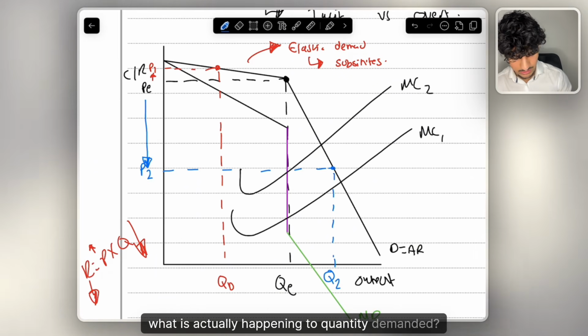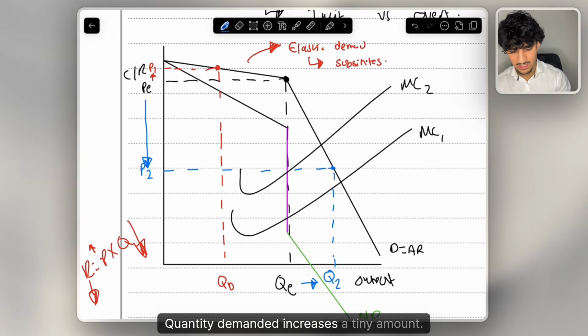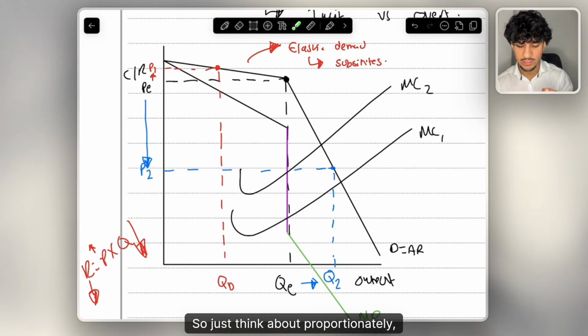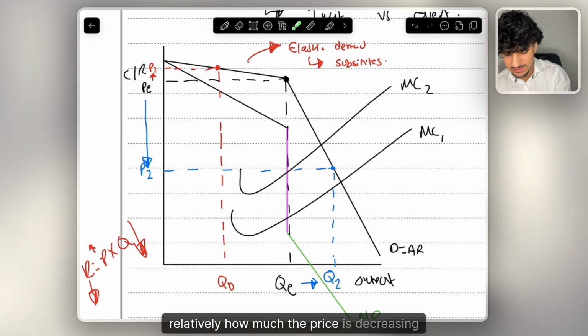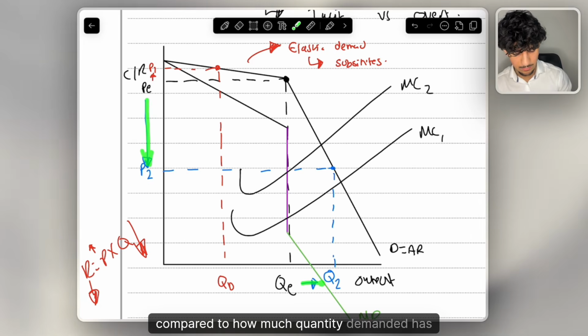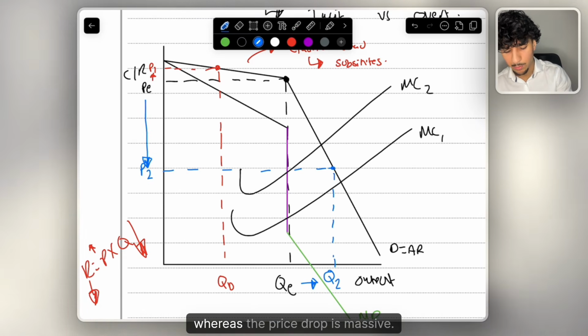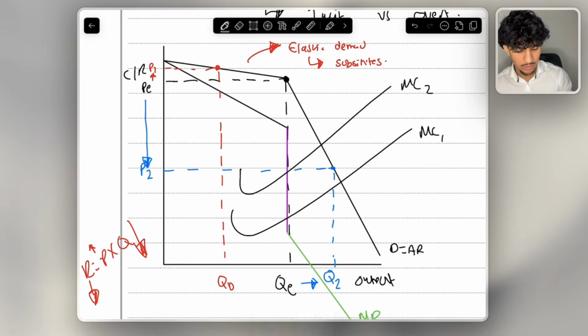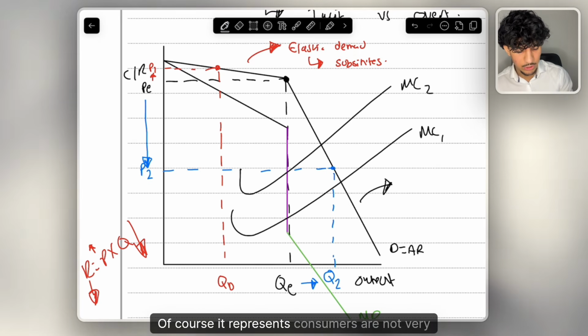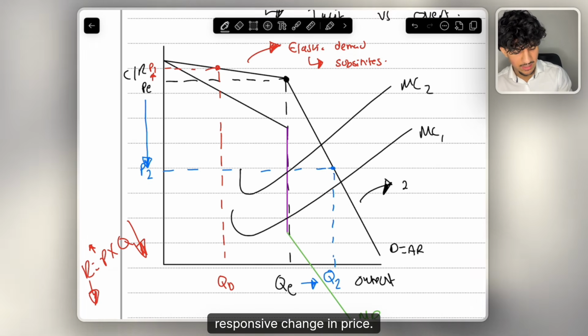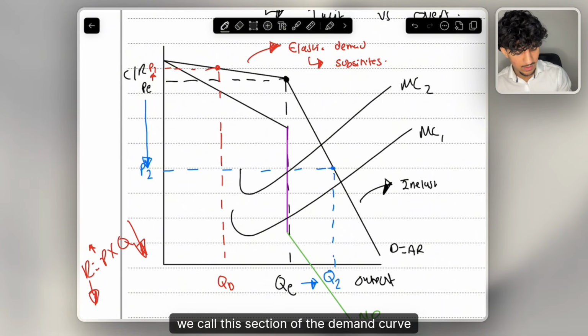What is actually happening to quantity demanded? Quantity demanded increases a tiny amount. So just think about proportionally, relatively, how much the price is decreasing compared to how much quantity demanded has increased. So quantity demanded increases a tiny amount, whereas the price drop is massive. Therefore, what does that represent? Of course, it represents consumers are not very responsive to change in price. Therefore, we call this section of the demand curve inelastic.